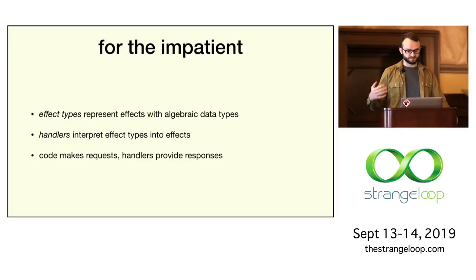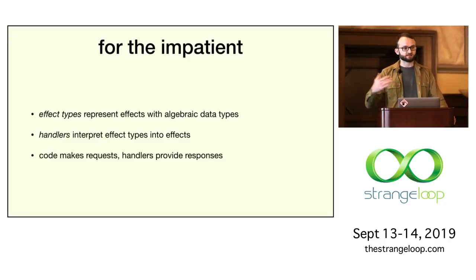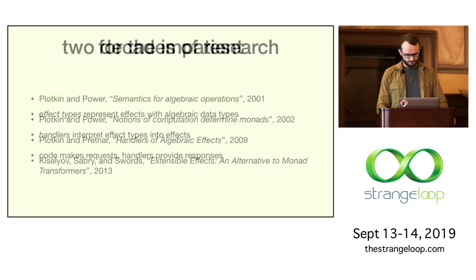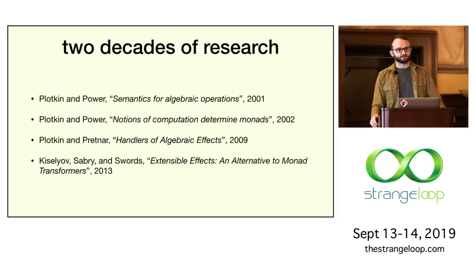A single effect can be interpreted by many different handlers depending on what context you're in. And if this is sounding like design patterns from object orientation, like observers and dependency injection and so on, yeah, you're on the right track. This is not a new idea by any stretch of the imagination.